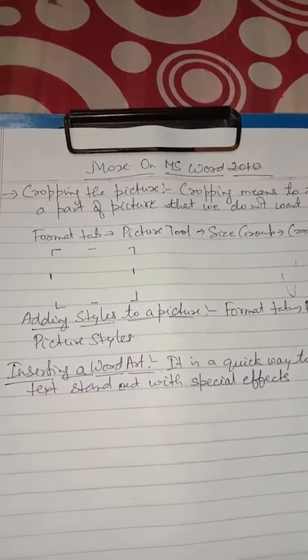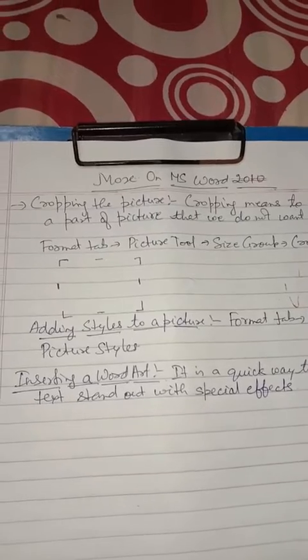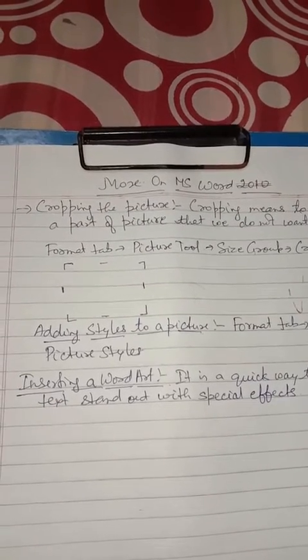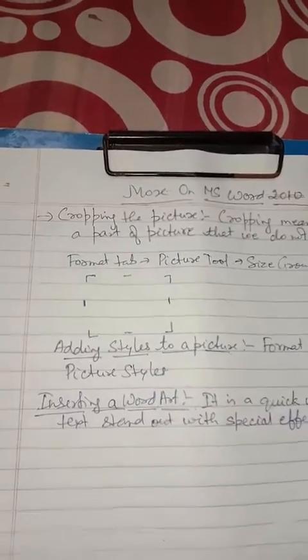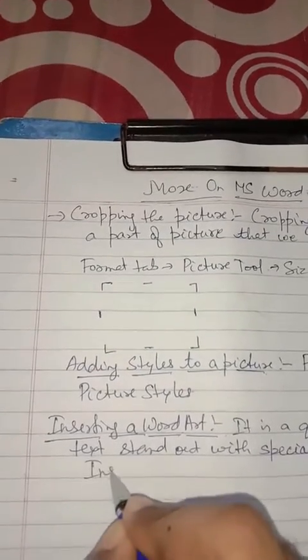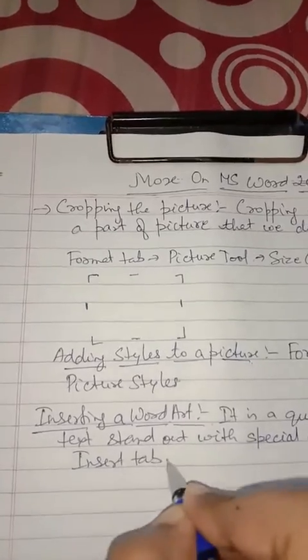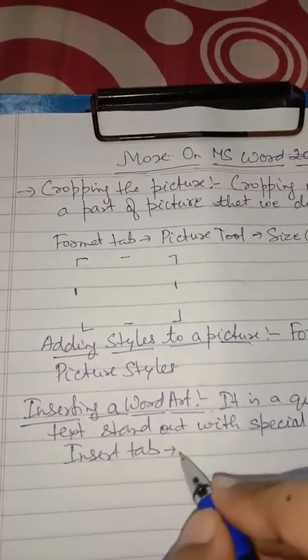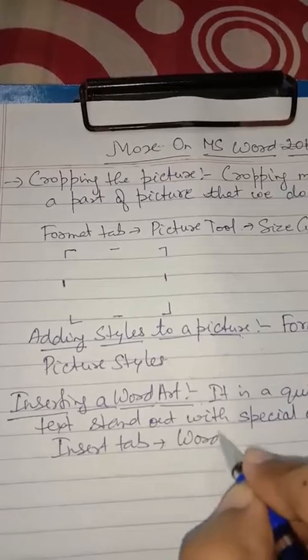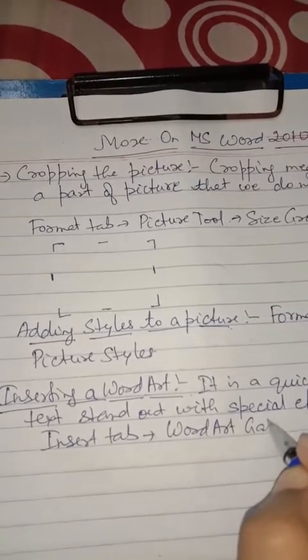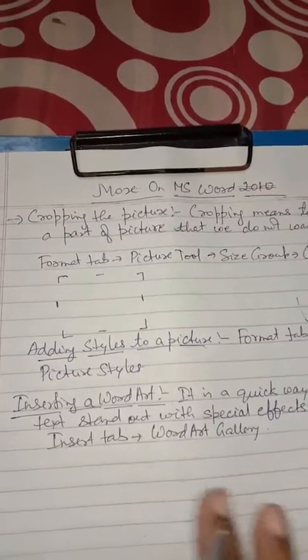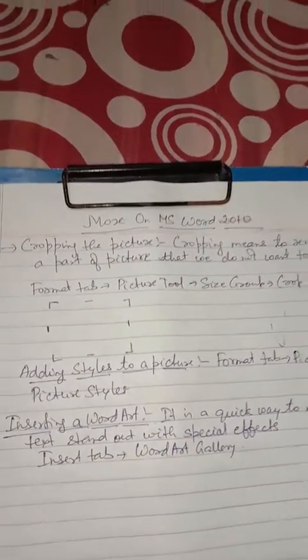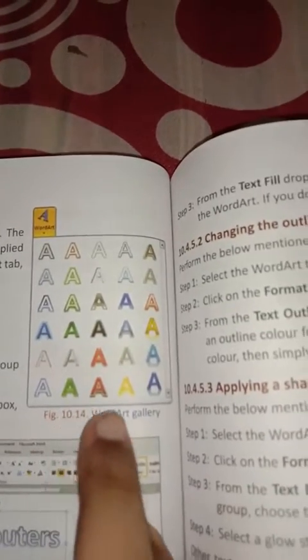So whenever we want to add Word Art in our text or in our document window, first of all we will have to move to the Insert tab, and from the Insert tab click on the Word Art Gallery. As soon as we click on the Word Art Gallery, the following window will appear before us. So this is the figure of Word Art Gallery.